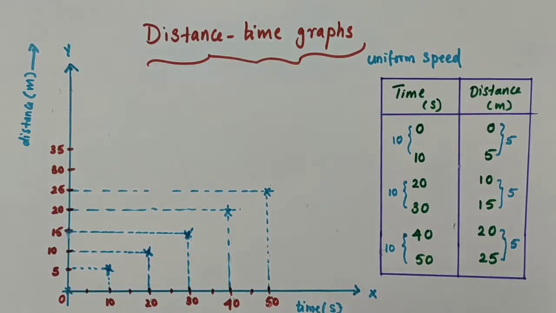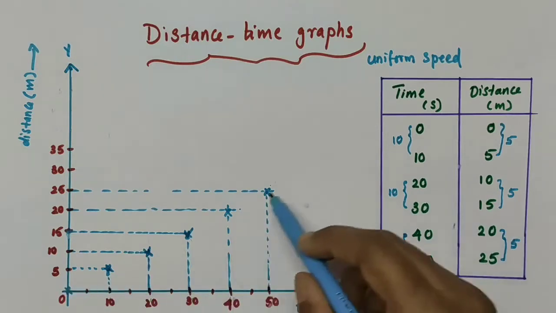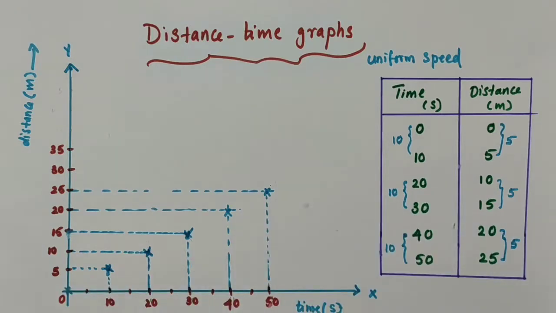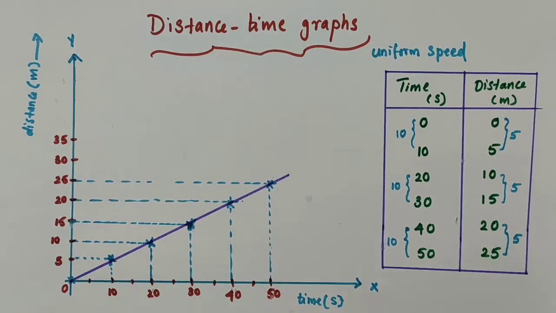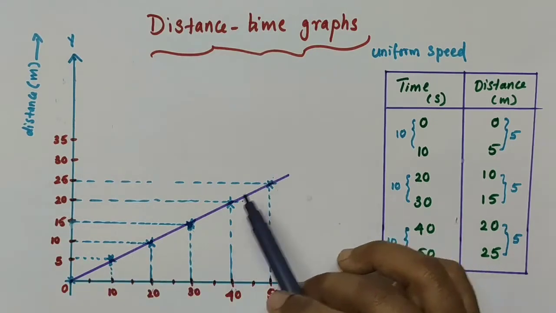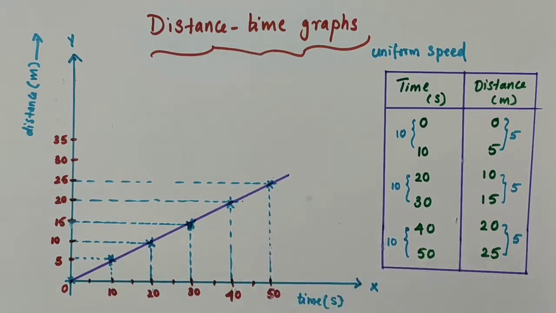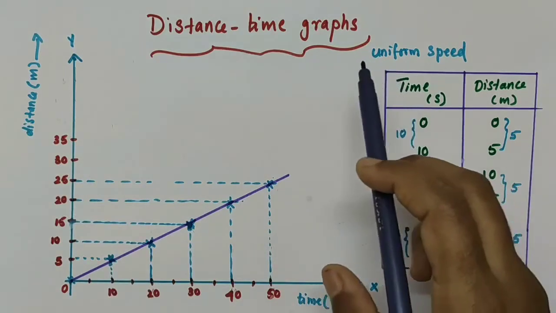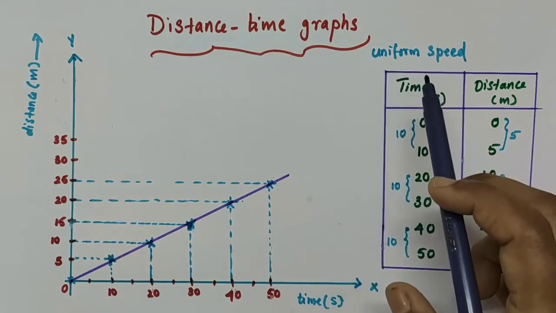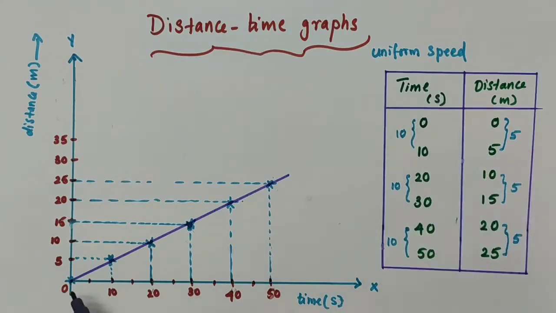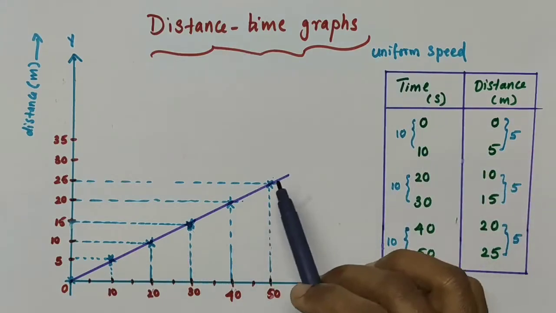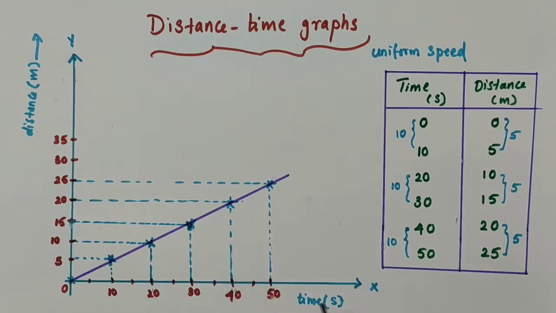Now we want to join all these points. When I joined all these 6 points, I got a straight line. So this is the distance time graph of an object which is moving with uniform speed. We got the nature of the graph as a straight line which is inclined to the time axis or the x-axis. That is for uniform speed.